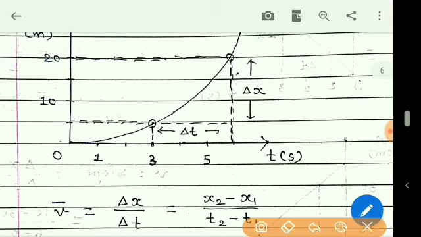If you find the average velocity for time t equal to 0 second to time t equal to 3 second, then for that also the average velocity will be different and not the same. Why? Because the line is not straight, it is a curved line. So for every different time interval, the velocity will be different.